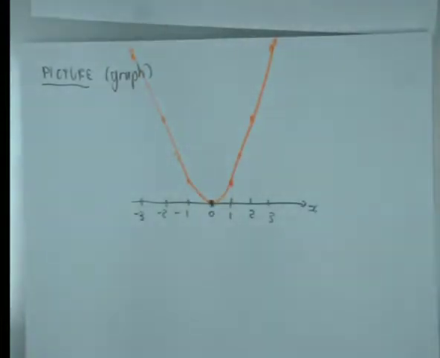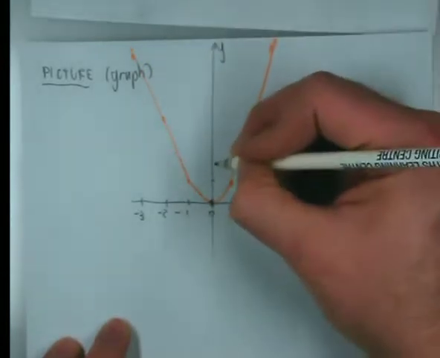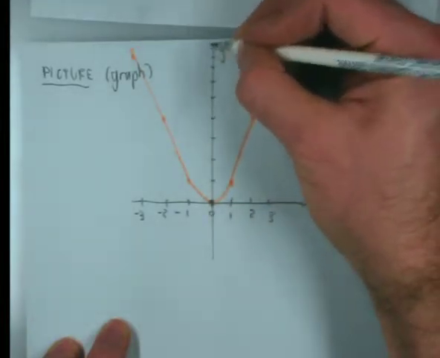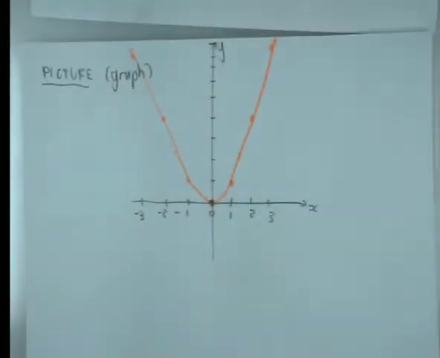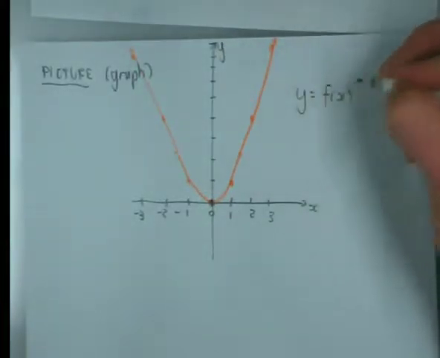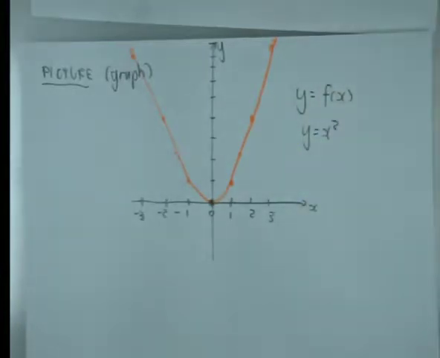Okay, and what you normally do is you stick in a y-axis, like that. Something like that. They're all supposed to be evenly spaced. And so what this is called, y equals f of x, or if you like, y equals x squared. So that's the idea of a graph. And what this means is that algebra is connected to geometry.